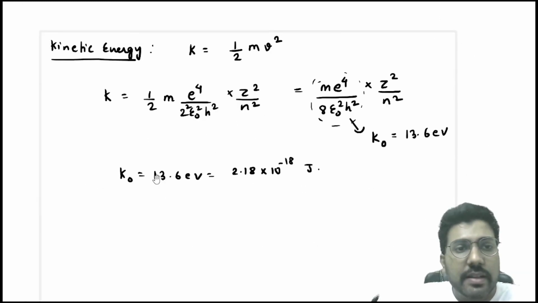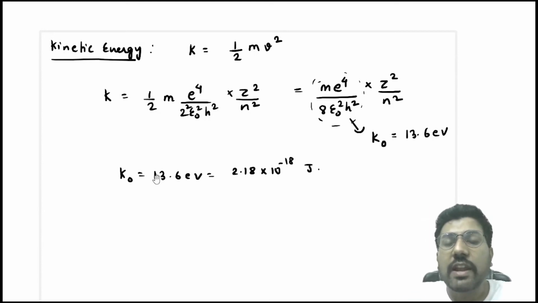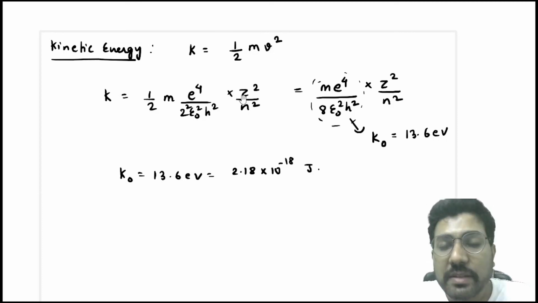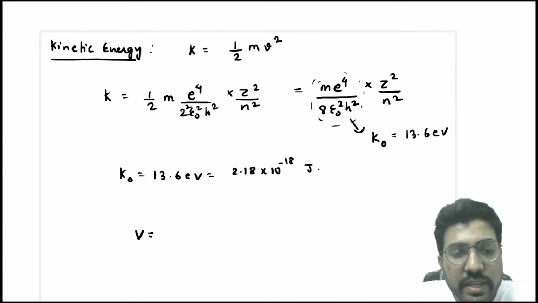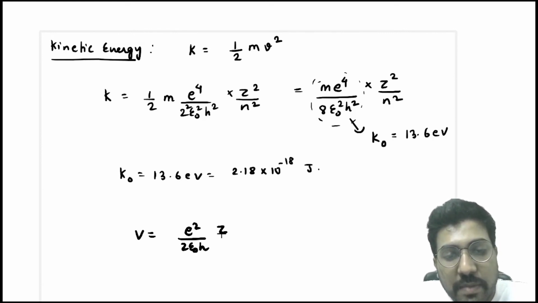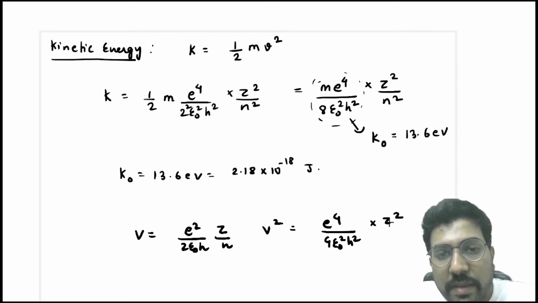Okay. Then there is kinetic energy. Now you know that kinetic energy is half mv square, right? And we have already calculated the value of velocity. And what is that value? e square by 2 epsilon naught h multiplied by z by n. So if you do v square, you will get e power 4 divided by 4 epsilon naught square h square into z square by n square.